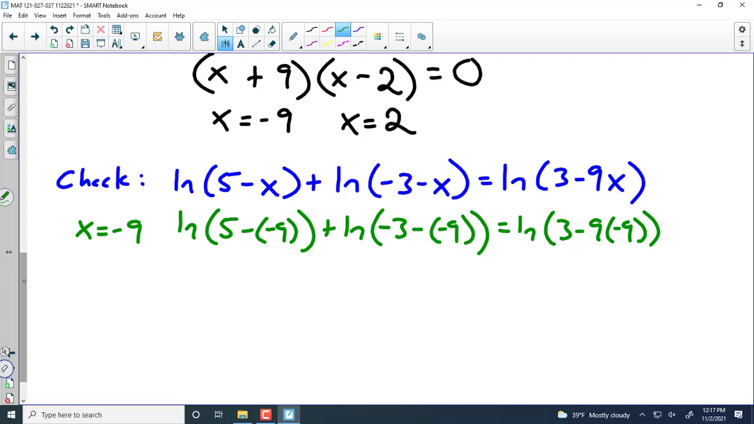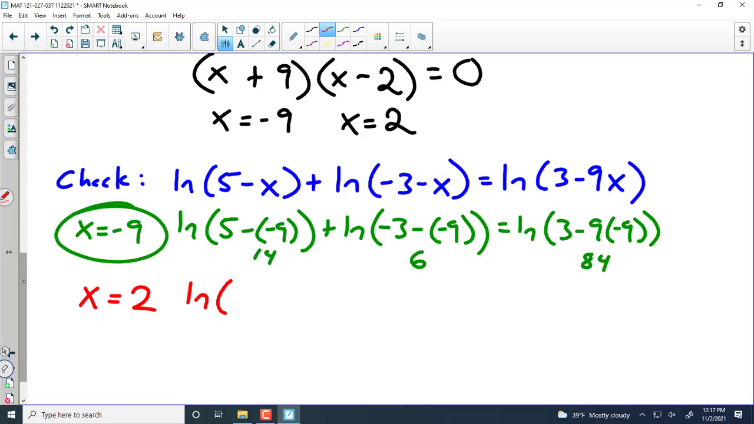I see the nods. It does work, because this is going to end up being 14, this is going to end up being 6, and this is going to end up being 84. Those are all positive numbers. That one's okay. Negative 9 works. If I plug a 2 in there, that looks good. Oops. You see this one, but as soon as it fails, it's out. I don't even need to check the last one. It's screwed up already. Everyone see that? It's no good.